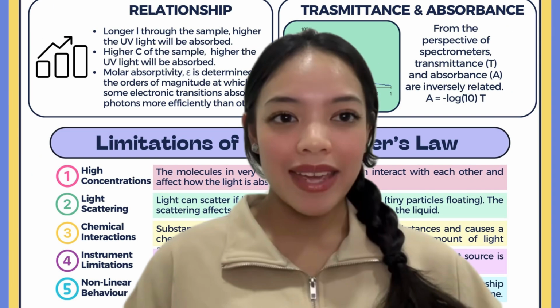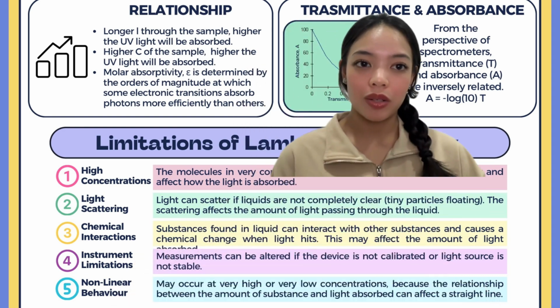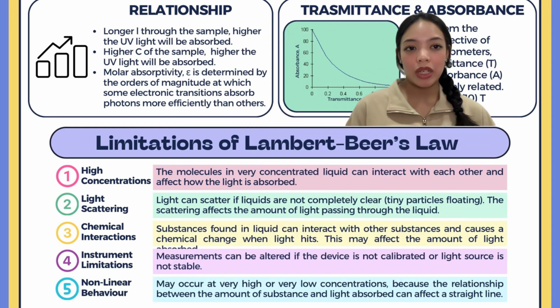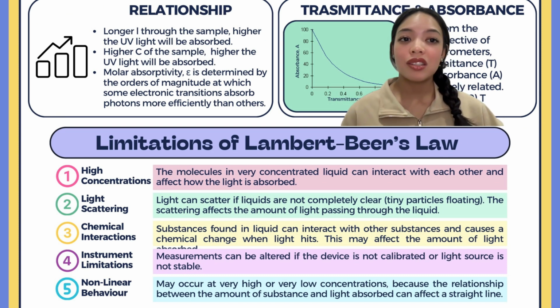Hi, my name is Putri Nur Aida Shahida, and in this section, we will be talking about the limitations of the Lambert-Beer's law. As mentioned earlier by Aina, the Lambert-Beer law tells us the amount of light absorbed based on the concentration, path length, and molar absorptivity. However, there are limitations to this law, meaning it does not always work perfectly.